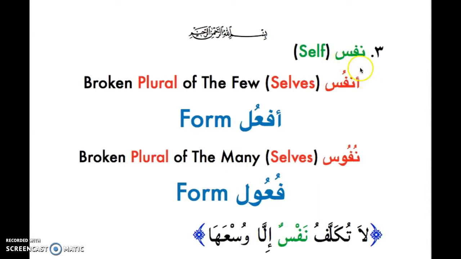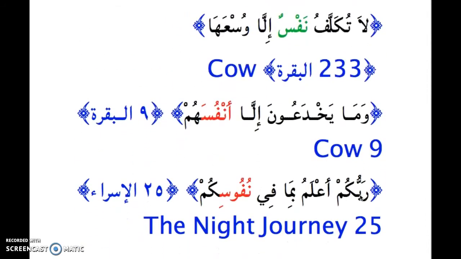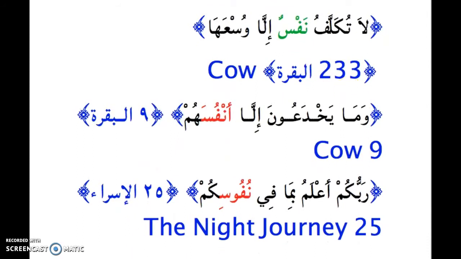nafs. Nafs means self. Anfus, nufus. So anfus is in the form of af'ul, which is a broken plural of the few, meaning selves. And the other one we have is nufus, which is a broken plural of the many, meaning selves, in the form of fu'ul.